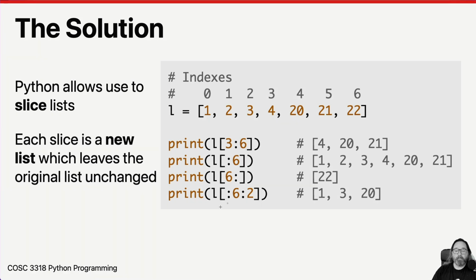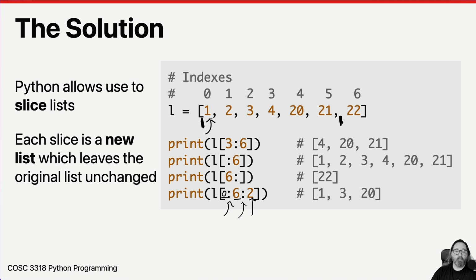And then finally, we can include 2 colons. So here I have 0 here, so I want to go from 0 to 6. That means I'm going to start at 0, and I'm going to go up to, but not including, 6. I start here, and this third value means I want to jump 2.